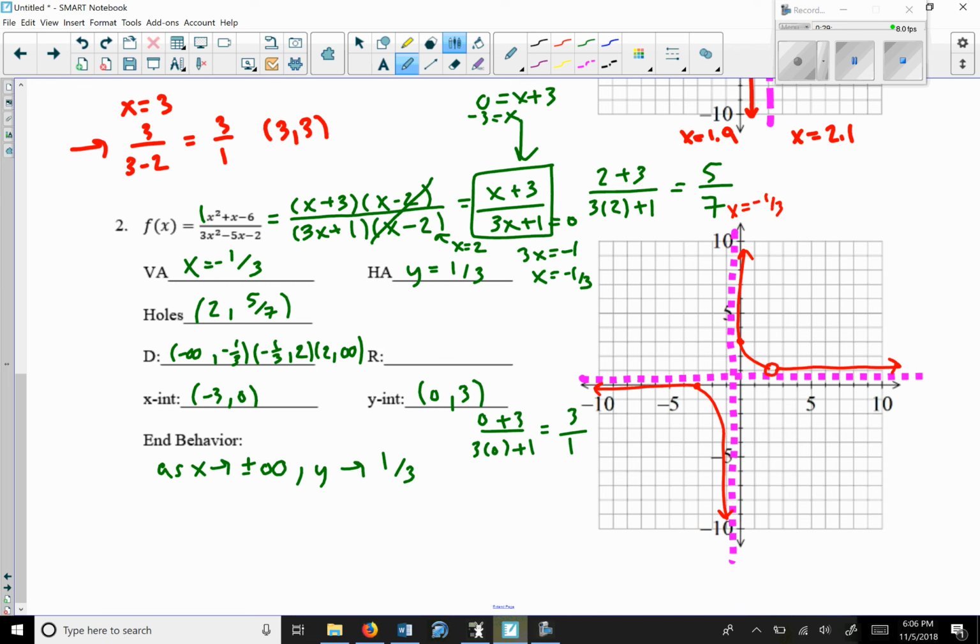So in this case, my range, I'm going to write it up here. I have negative infinity to my horizontal asymptote, which is, we said, 1/3, and then 1/3 to 5/7, and 5/7 to infinity. For these, I'm not really going to make you guys write out the range for them. I just wanted you to get an idea for what it looked like for these graphs, but we won't really focus on that too much.